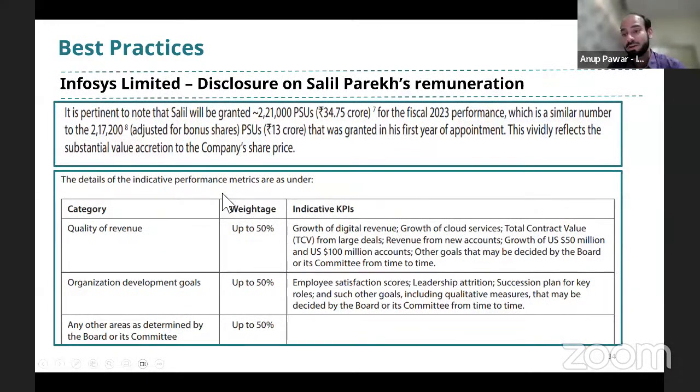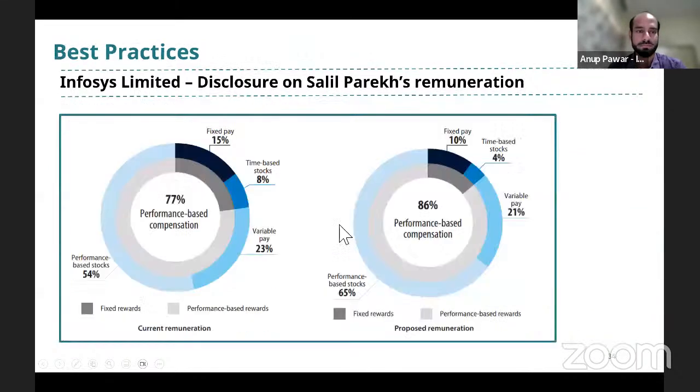These are the performance metrics. I spoke about performance metrics being very rare in the Indian context, but they're actually put out, these are the weightages. These are the broad KPIs, the key performance indicators that they will look at when deciding variable pay. Just again, a visual representation of his pay structure.